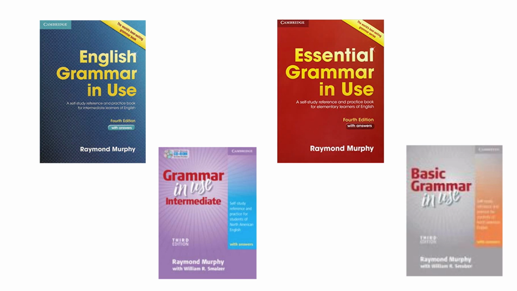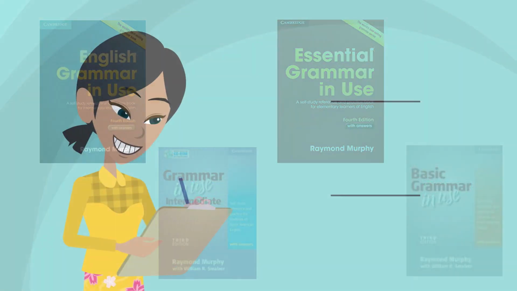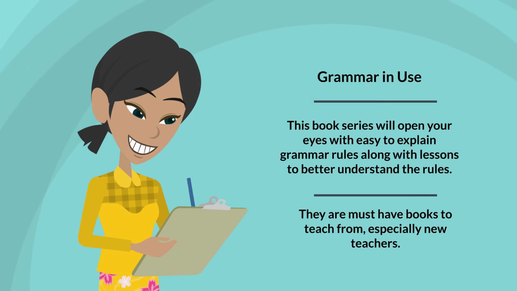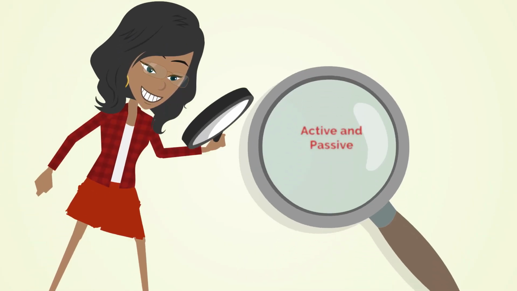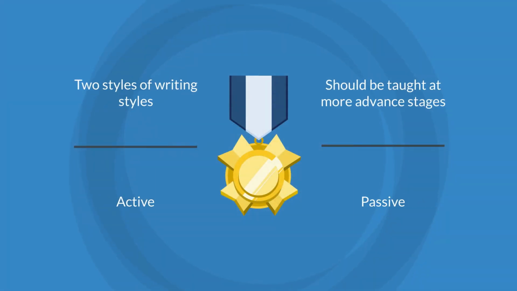One book you must possess if you want to excel in teaching English is Essential Grammar in Use. This book series will open your eyes with easy-to-explain grammar rules along with lessons to better understand the rules. There are 3 different levels, but if you are beginning, get the beginner book. For a list of online rules and terms, go to usingenglish.com/glossary.html.